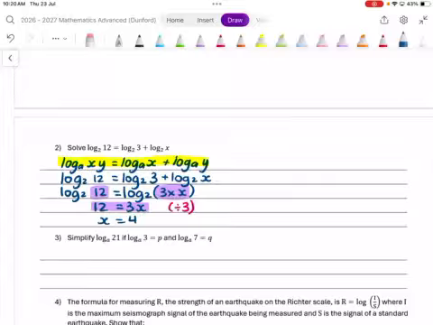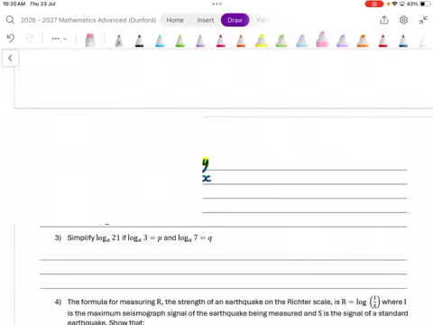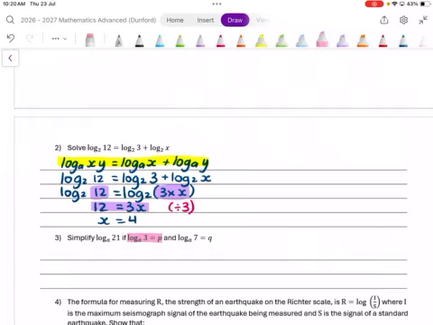Question 3 is similar. Question 3, we want to simplify log base a of 21 if log base a of 3 equals p and log base a of 7 equals q. So we've been given 3 things actually: log base a of 21, log base a of 3, and log base a of 7. How do they connect? Which law do they connect to?